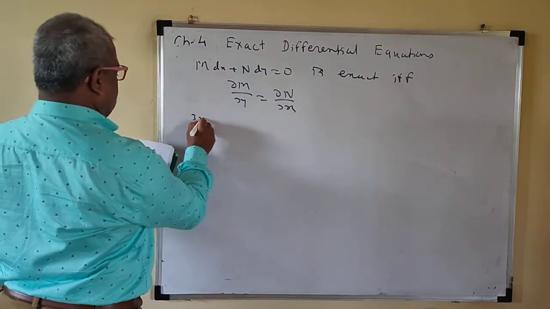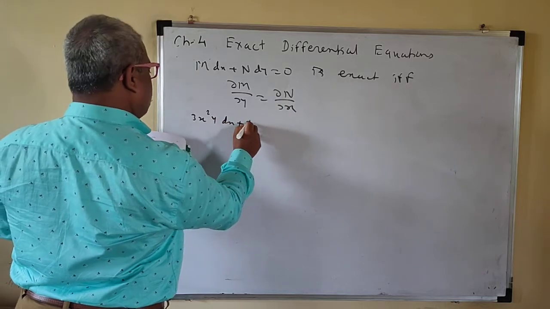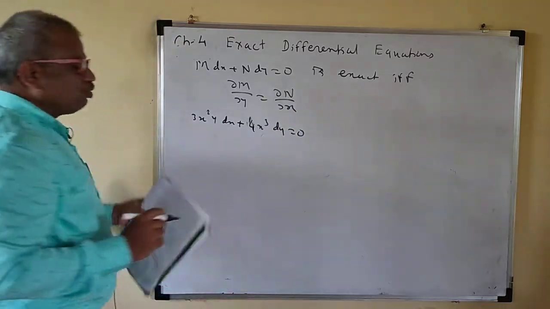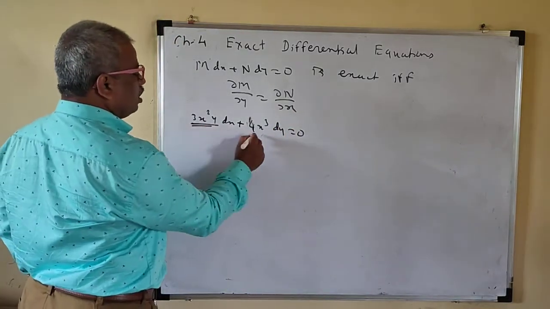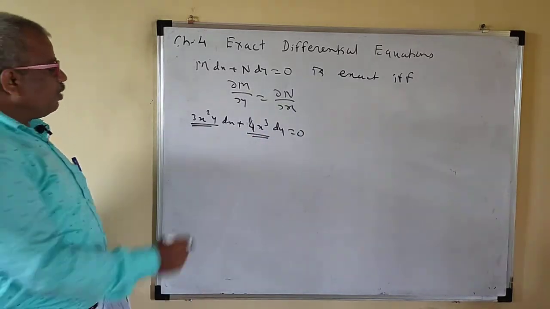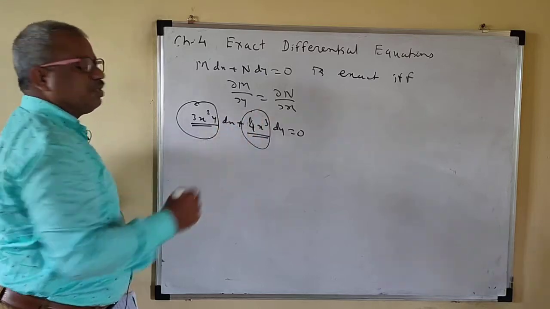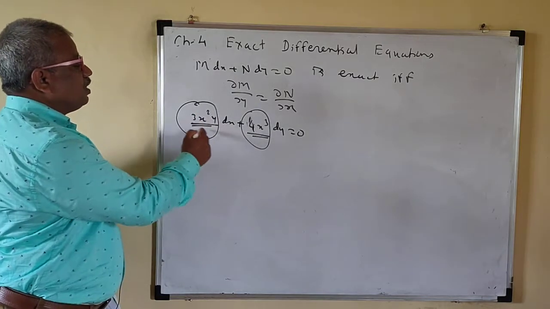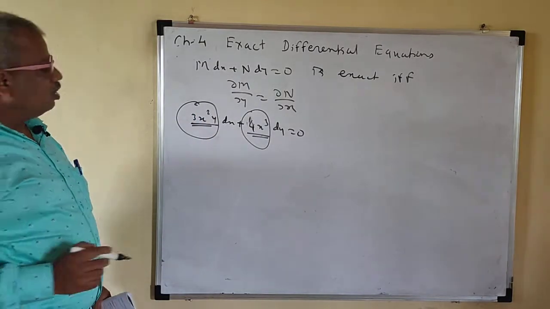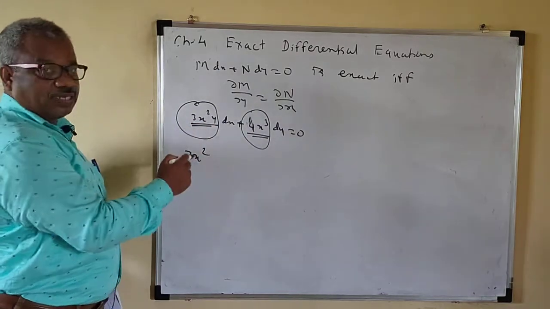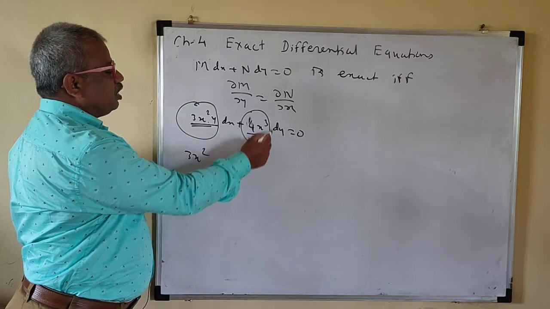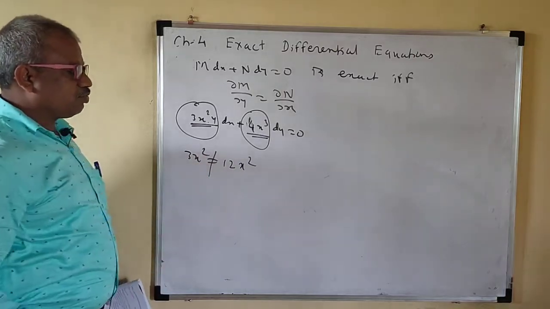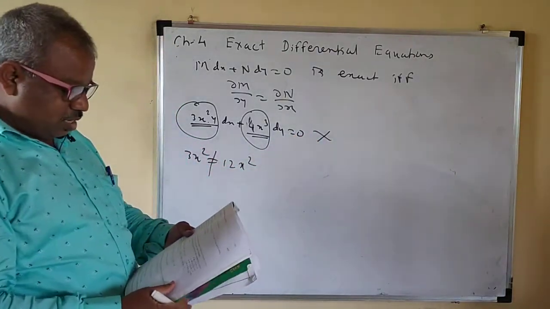Suppose this is 3x square y dx plus 4x cube dy is equal to 0. So I have to check whether this is exact or not. This is your M and this is your N. We differentiate M with respect to y and N with respect to x. We have to differentiate partially, which means when we differentiate with respect to y, we keep x constant. So the partial derivative with respect to y is 3x square. The partial derivative with respect to x is 12x square. So 3x square is not the same as 12x square. So this is not exact.